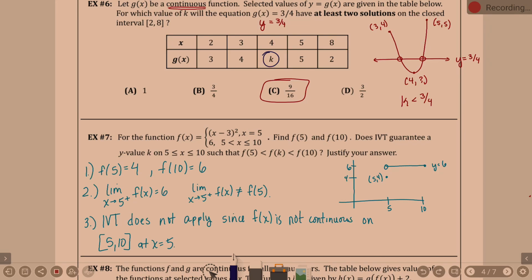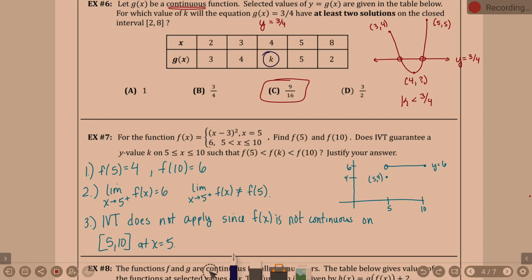So it asks us to find f of 5 and f of 10. Are you guys comfortable with that? F of 5, it says to use the top piece of the piecewise function, right? When x equals 5, plug the 5 in, you get 4. F of 10, well, now we're using the piece that is between 5 to 10, where it equals 10, and that just tells me that it is 6. The y value is 6 there. So those are my two endpoints of this interval.